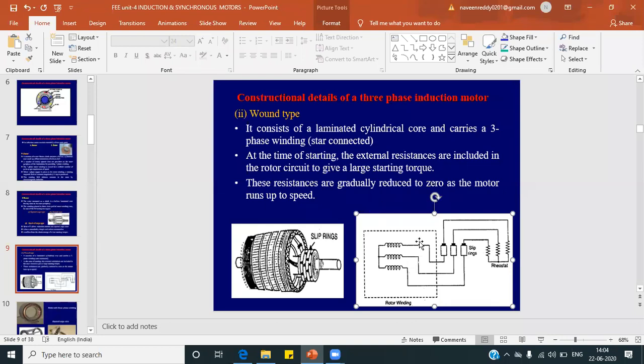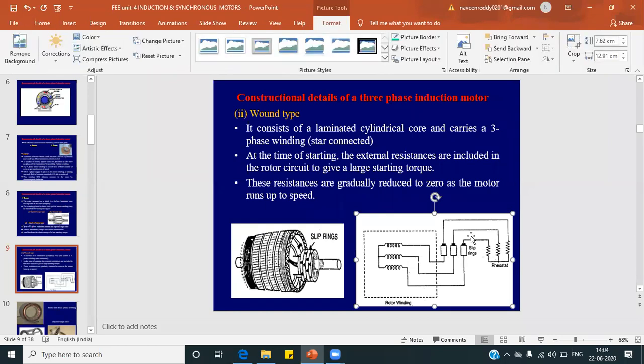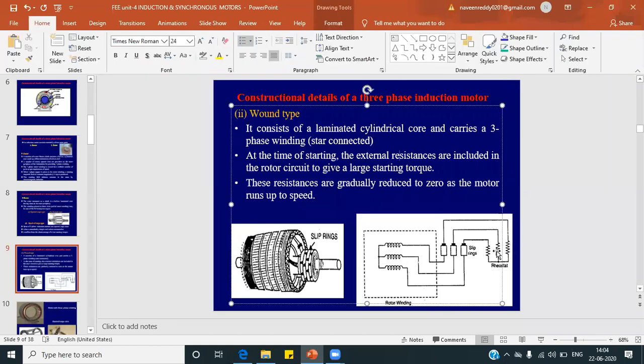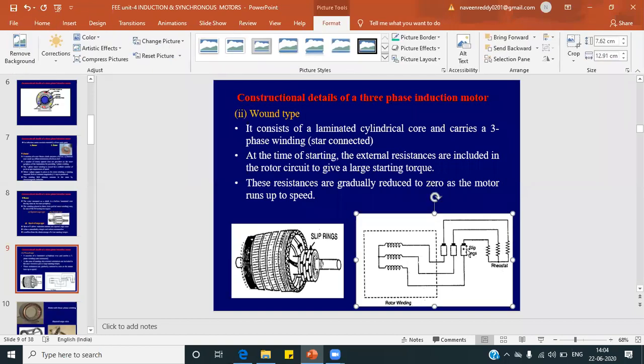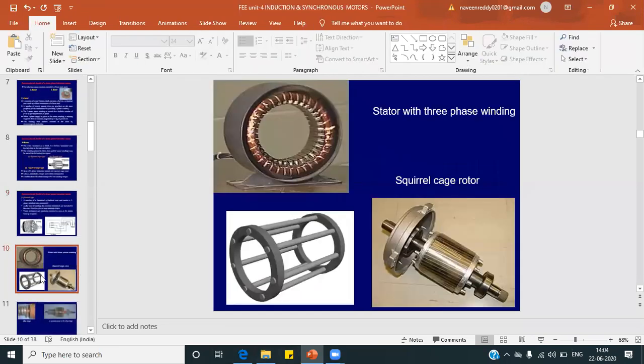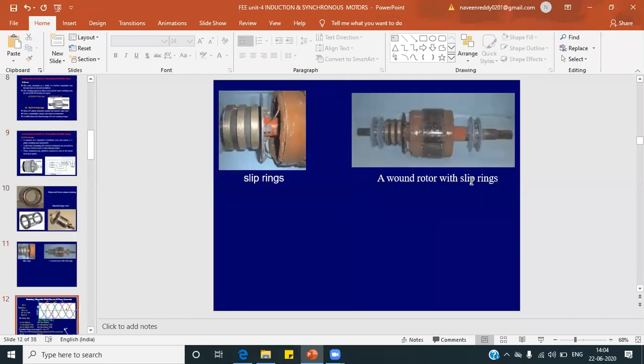This thing we will discuss today. By connecting external rotor resistance, what advantages do we get? Because if you want to connect external resistance, you have to use slip rings and brushes, so the maintenance cost goes high. But still, why do you want to go for a slip ring induction motor? Because you can increase the starting torque.